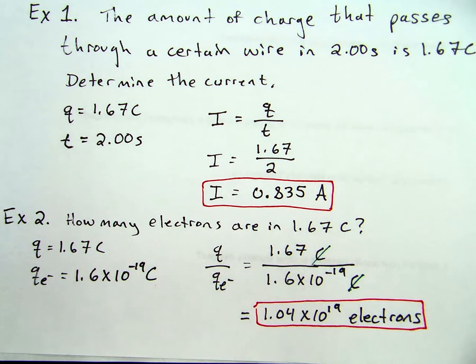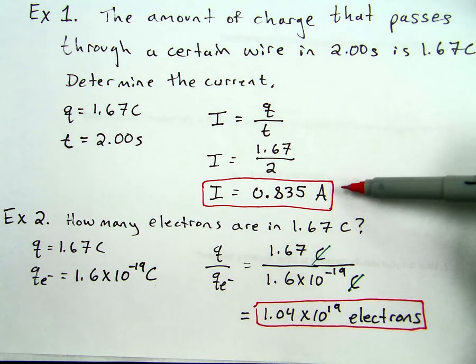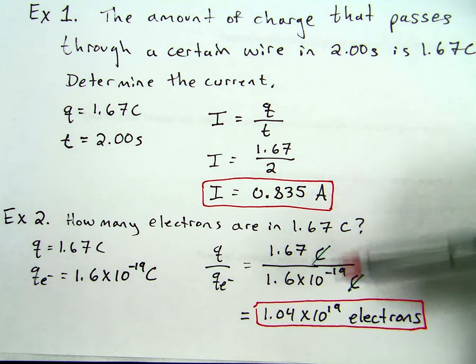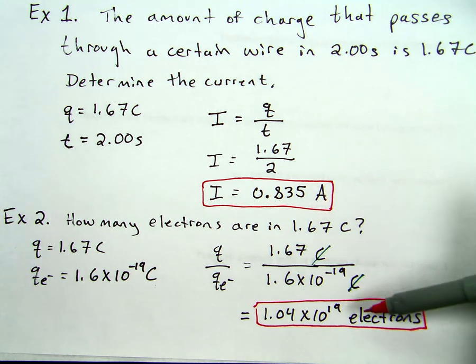And that's a lot. So we have a factor of 10 to the 19th electrons associated with a charge up here that's less than 1. We don't even have a full current. So this is a current less than 1. We don't even have a full amp, and we're already up to 1 times 10 to the 19th electrons. So there are a lot of electrons flowing here.